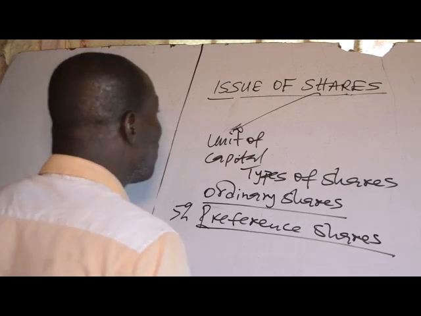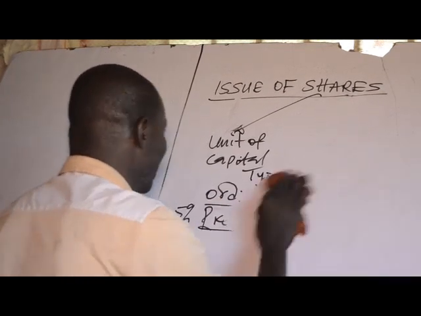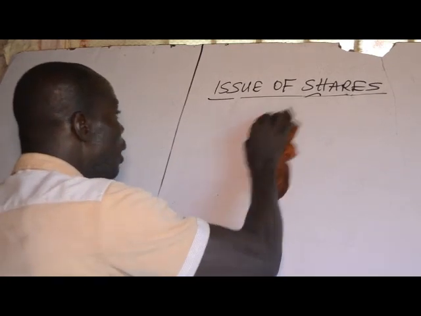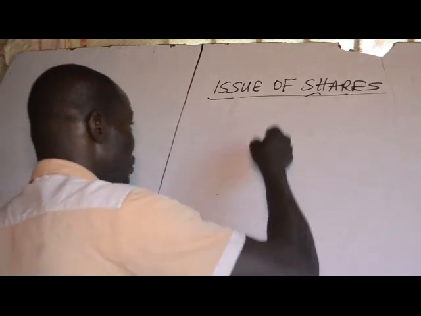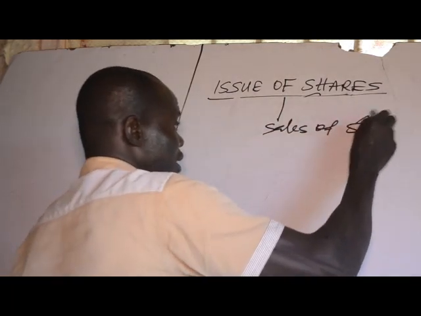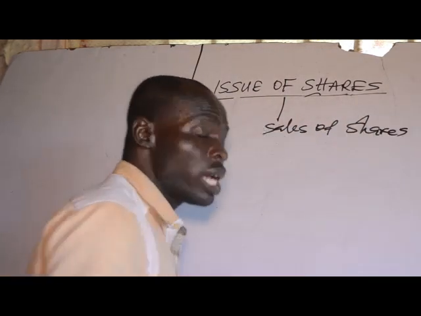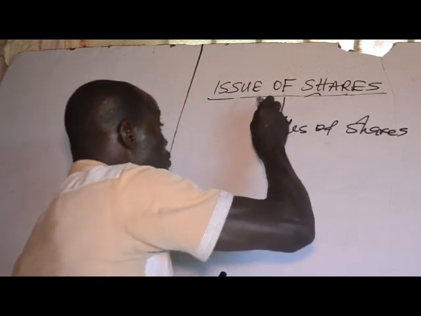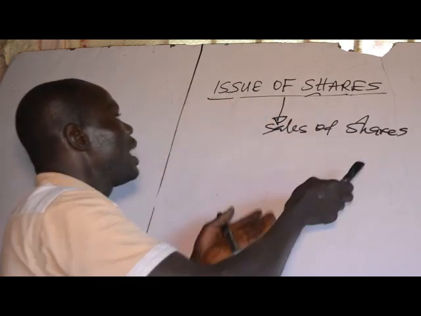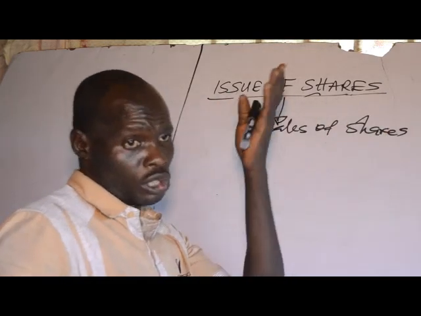So, what do you mean by issue of shares? The phrase issue of shares means sales of shares. When a company sells shares in order to raise money for its finances, that is what we mean by issue of shares.